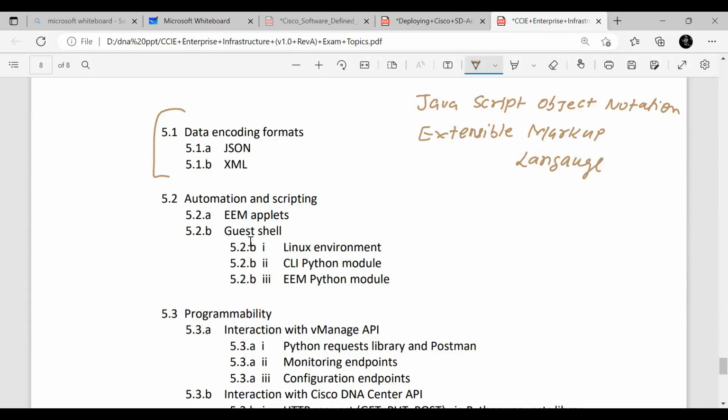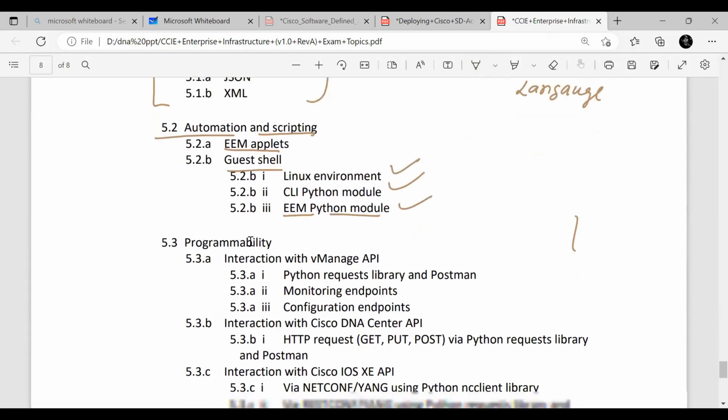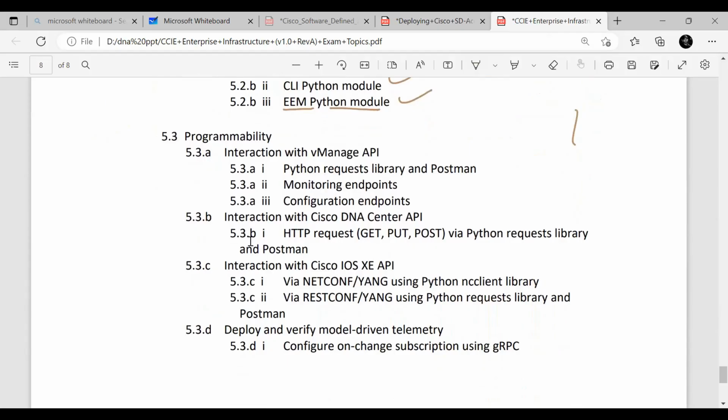Mostly you see these two data formats in APIs. Then we have automation and scripting: EEM templates, in which we have the Linux environment, CLI Python module, and EEM Python module. And then last we have programmability. In programmability, you'll have to deal with Python. We don't have any other language here. We don't use Java or C or C++. We use Python in network automation.